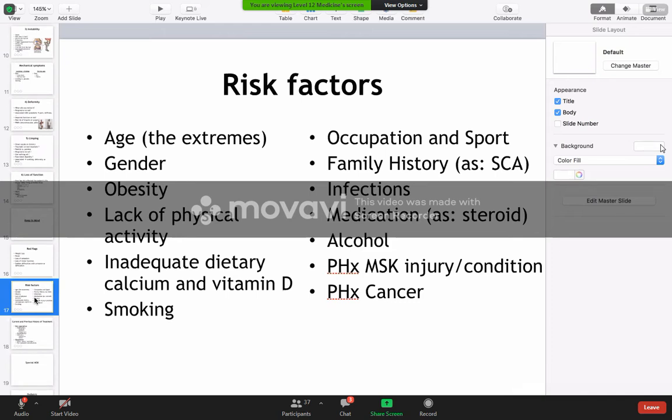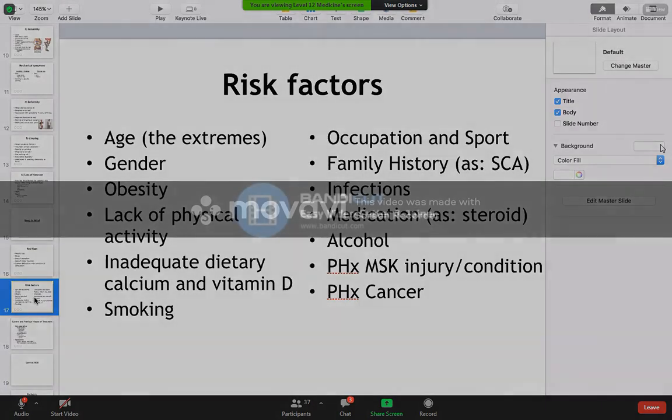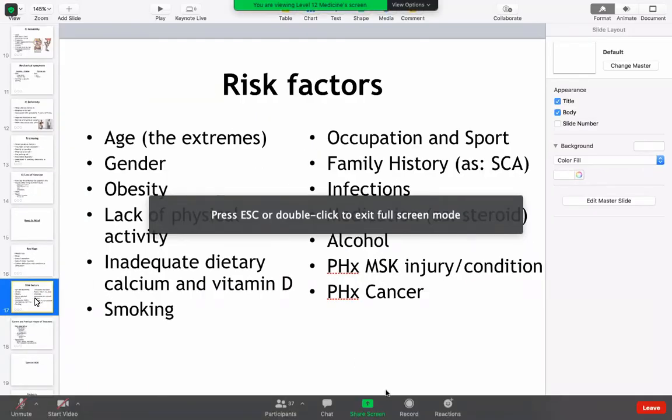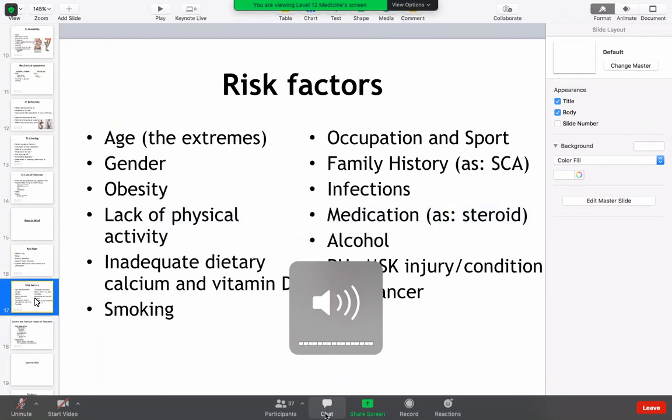When you assess a patient with any MSK complaint, you should ask about any risk factors that can expose this patient to MSK pathologies. Usually important: gender, obesity, lack of physical activity, inadequate dietary calcium and vitamin D intake. Smoking also is very important. Type of occupation and sports the patient is doing. Family history, any similar disease.